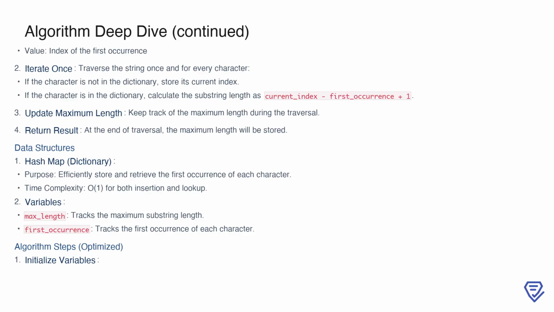Instead of checking every possible pair of characters, we can determine whether a character has been encountered before in constant time. During the traversal, if a character is not in the dictionary, we store its current index as its first occurrence. If the character is already in the dictionary, we calculate the length of the substring between the current index and its first occurrence. This length is given by current_index - first_occurrence + 1. As we calculate these lengths, we update the max_length variable to ensure that it always holds the largest value encountered so far. This approach significantly reduces the computational overhead compared to the brute force method.